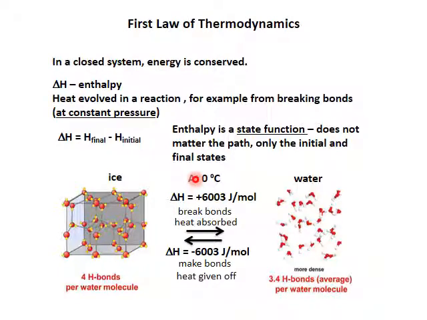And at 0 degrees, we have a transition from the solid phase to the liquid phase, the ice to water transition. In order to do this transition, we must break hydrogen bonds, because in the liquid state, each water molecule averages 3.4 hydrogen bonds per molecule, so there's less bonding interactions in liquid water versus solid water in ice form. So energy is required to break these hydrogen bonds, and it can be calculated and measured. During this transition, it takes about 6 kilojoules per mole of enthalpy to break the bonds. That's the heat that is absorbed by the system.